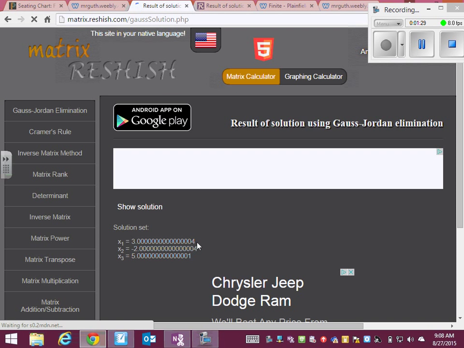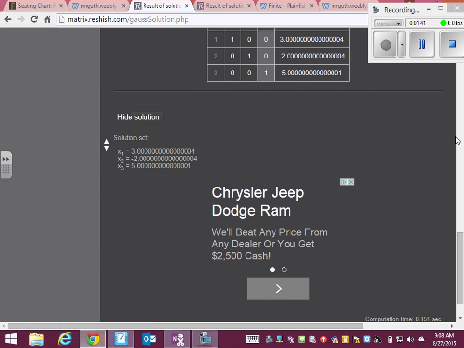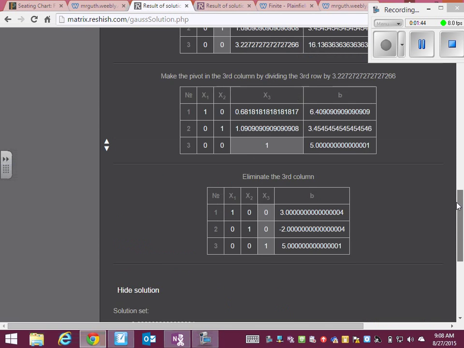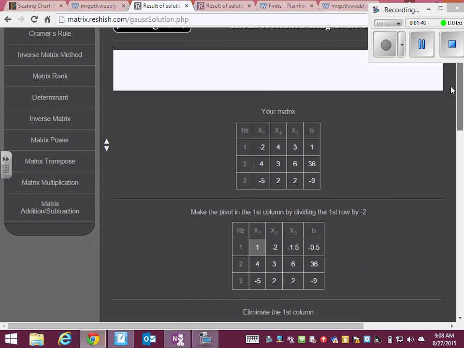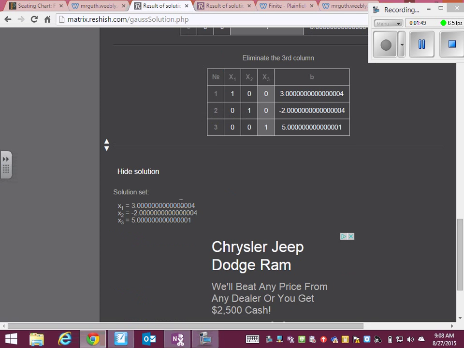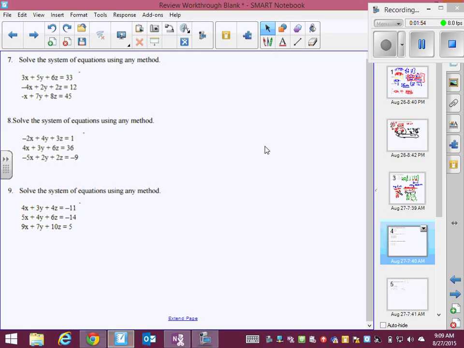And it gives me some weird looking decimals. You have to be smarter than the calculator sometimes, I guess. To me, this looks like 3, -2, and 5 would be the solution. If you want to go through and look at the solution process, click on that button. It gets a little bit messy there. But what did we say? 3, -2, and 5 would be the solution. So x is 3, y is -2, and z is 5. So we're going to do basically that for all 3 of these problems.